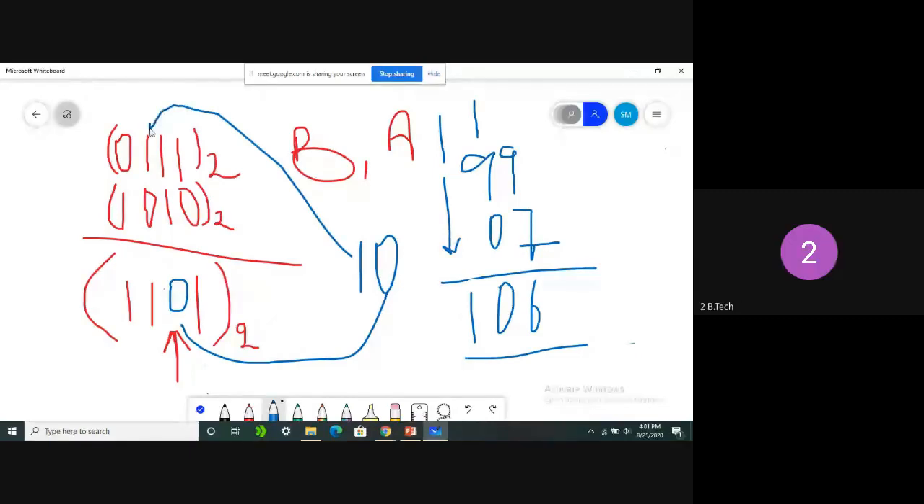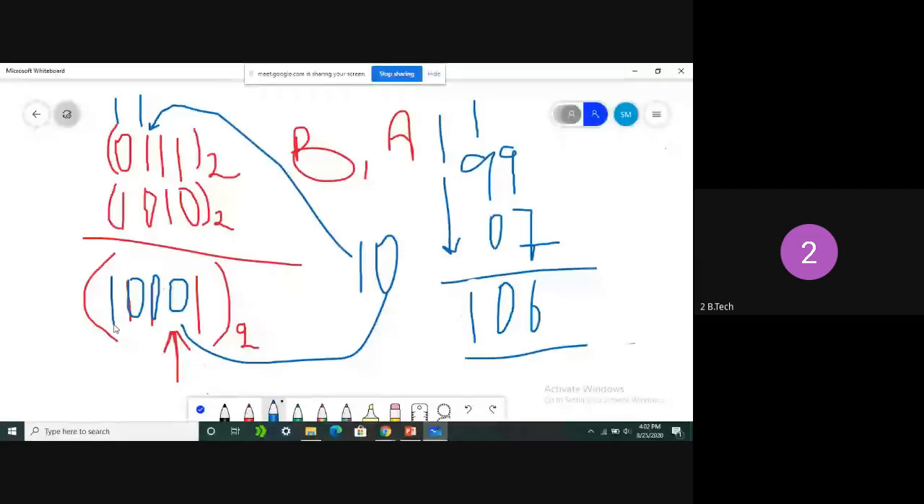Clear, all of you? Yes, sir. So again 1 plus 1, in the sense 1 0 will come, that is 0 and carry is 1. Again 1 plus 1 is nothing but 1 0, so 0 and carry 1. Clear, all of you? Yes, sir. This is the way addition takes place in the binary number system.